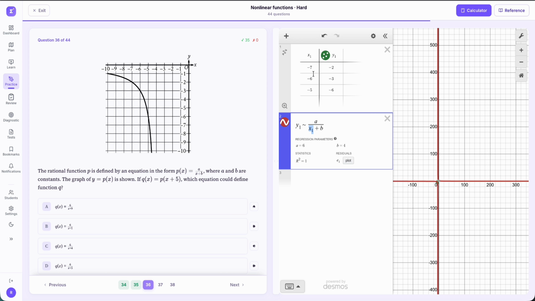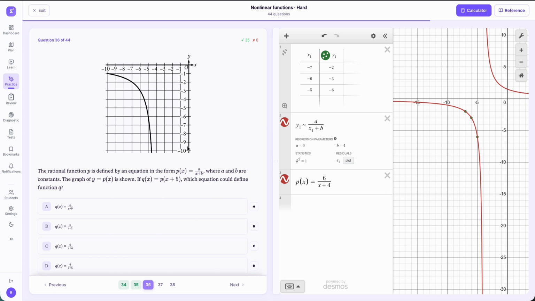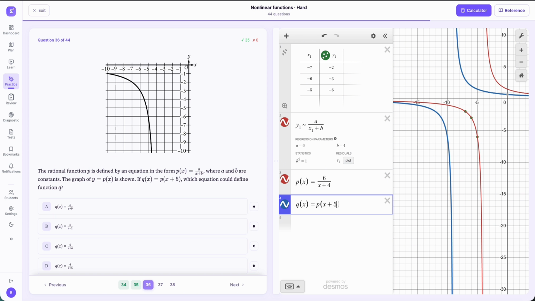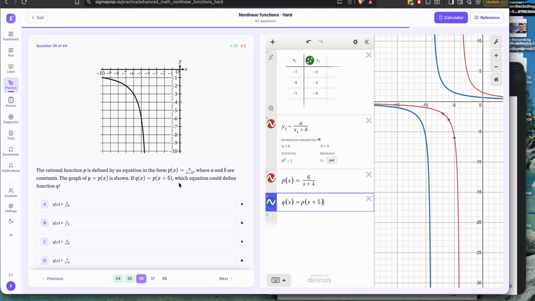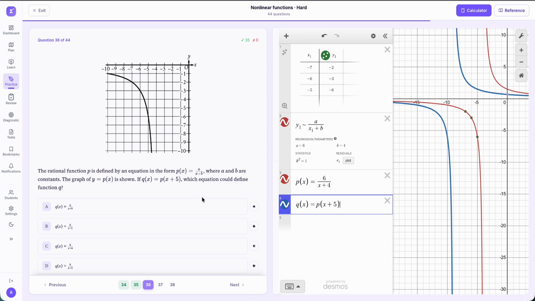But now you see, I know my a and b, so I can say p of x equals 6 over x plus 4. And then we can see that, yeah, this is basically that same graph that we see over here. Why did I want to do that? Well, now I can tell it q of x is p of x plus 5 because Desmos knows what that is. And yeah, this makes sense. It moved left because when you write this, from your transformations, that's a shift left. And it's left 5 because x plus 5 in here.